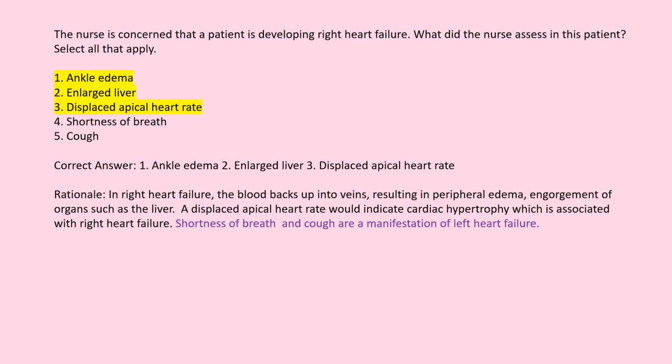Correct answer. 1. Ankle edema. 2. Enlarged liver. 3. Displaced apical heart rate. Rationale. In right heart failure, the blood backs up into veins, resulting in peripheral edema and engorgement of organs such as the liver. A displaced apical heart rate would indicate cardiac hypertrophy, which is associated with right heart failure. Shortness of breath and cough are manifestations of left heart failure.